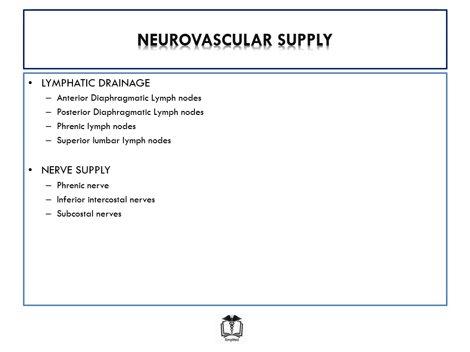Lymphatic drainage of the diaphragm tends to occur at four major sites. Lymph from the diaphragm will drain to the anterior diaphragmatic lymph nodes, the posterior diaphragmatic lymph nodes, the phrenic lymph nodes, and the superior lumbar lymph nodes.